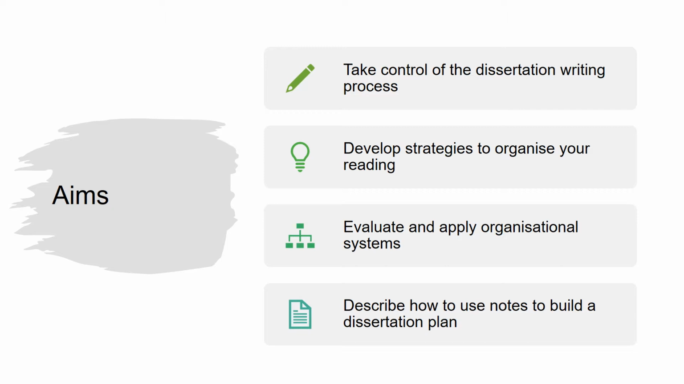In order to use our reading and research effectively, we really need to be in control of this process, to have a plan, to have a process, a strategy. So hopefully you'll be able to do that or have some ideas about how to start approaching that. And in order to do that, we're going to look at some strategies to help you organise your reading and your research. And so you will be able to develop those further and apply them.